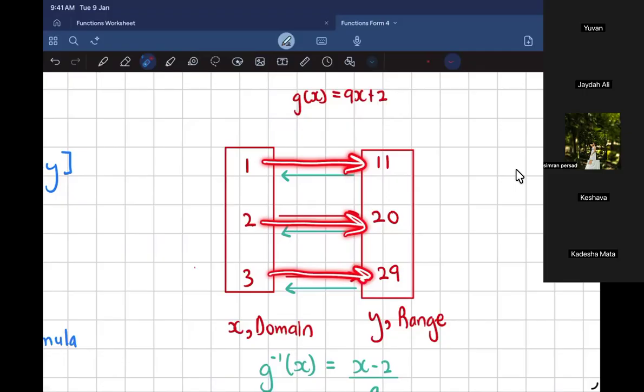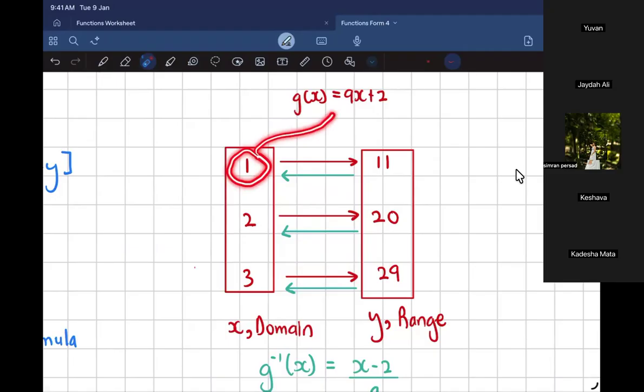So with the inverse function, if I put 11 into it, what should I get? I should get 1. And when you put 1 into the original function, you get 11. The inverse will take 11 and give you 1.